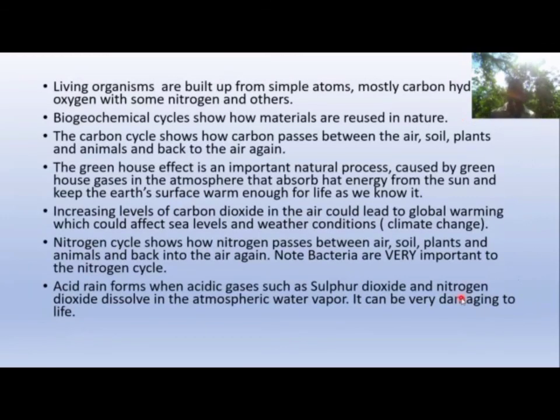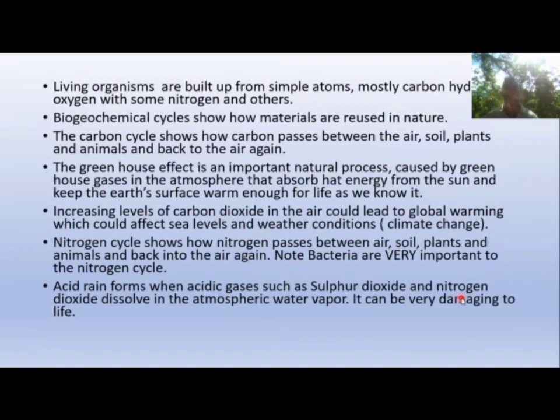So let's summarize everything now. We say that living organisms are built up from atoms, mostly carbon, nitrogen and oxygen. Then we say that the biochemical cycle shows how materials are reused in nature. The carbon cycle shows how carbon passes from the air, soil, plants, animals and back to the air again. We looked at the greenhouse effect, and it's important. First we mentioned that it's an important natural process caused by greenhouse gases in the atmosphere that absorb heat energy from the sun and keep the Earth's surface warm enough for life as we know it. But we know that increasing levels of carbon dioxide in the air lead to global warming, and sea levels may rise and weather conditions may change, and that's what we call the climate change effect.